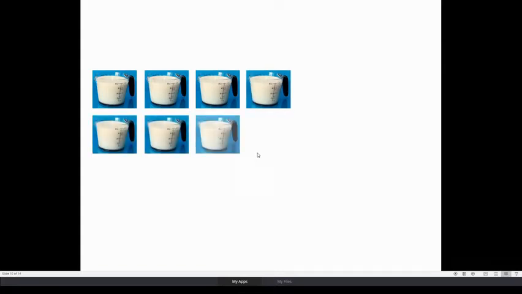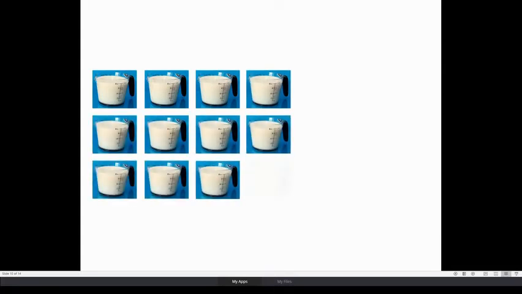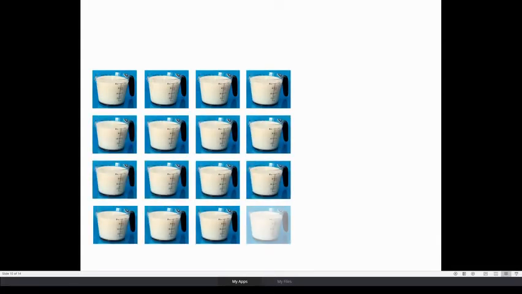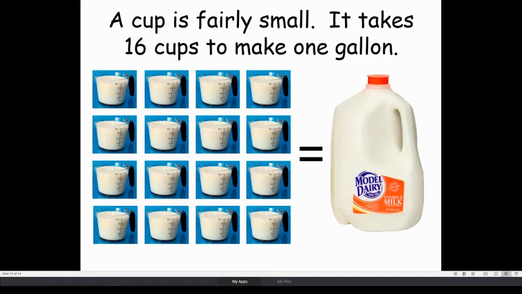Alright, so what you're going to see here is how many cups are actually in a gallon. So you would need to have gotten 16 cartons of milk at school to equal 1 gallon. And like it says up here, a cup is fairly small. It takes 16 cups to make 1 gallon. There's quite a bit of them.